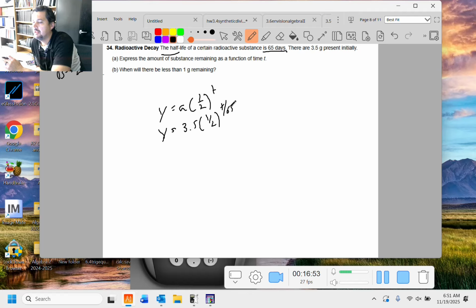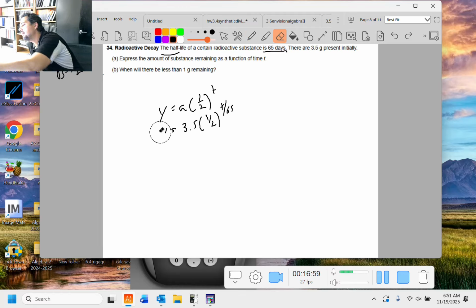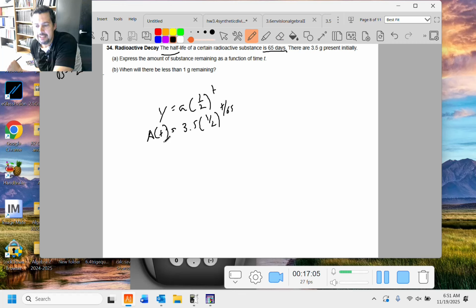Ta-da! All right, that's part A. Express the amount of the substance. Oh, and I do want the amount of the substance, so I should use better notation. I should call this amount as a function of time is B. When will there be less than 1 gram remaining? So the goal is to get to 1 and to be less than that.